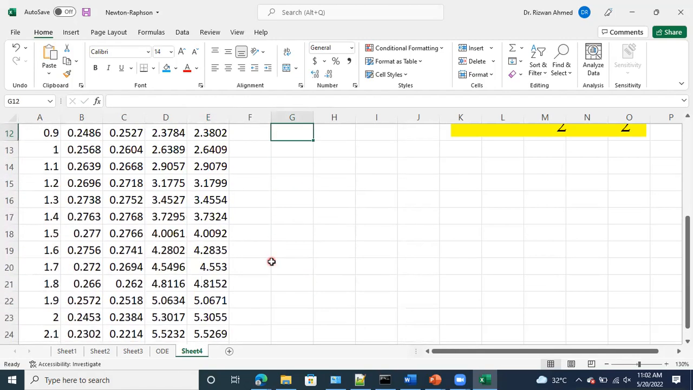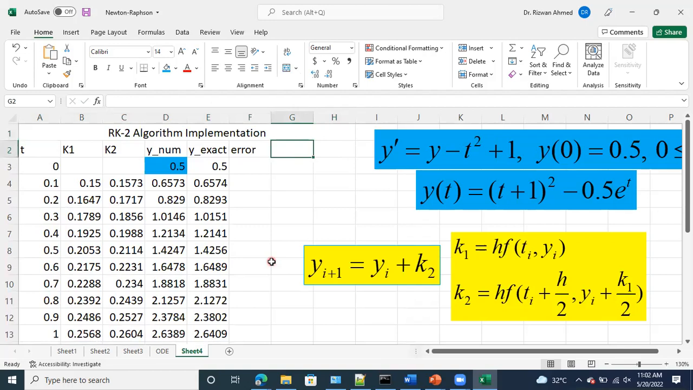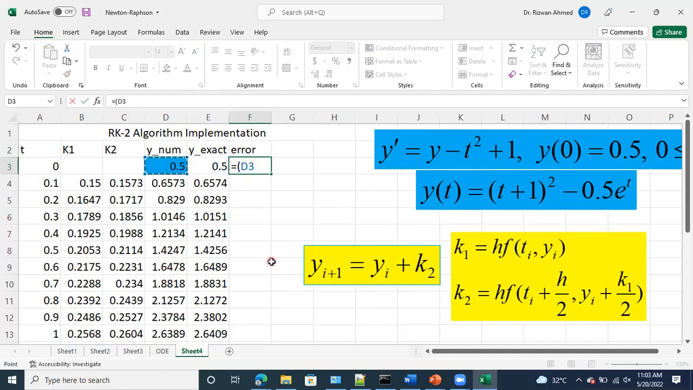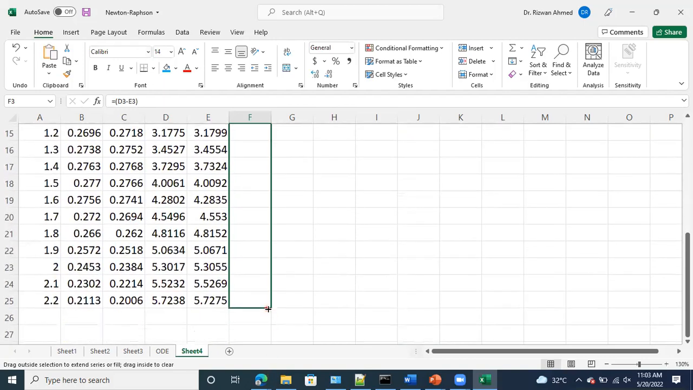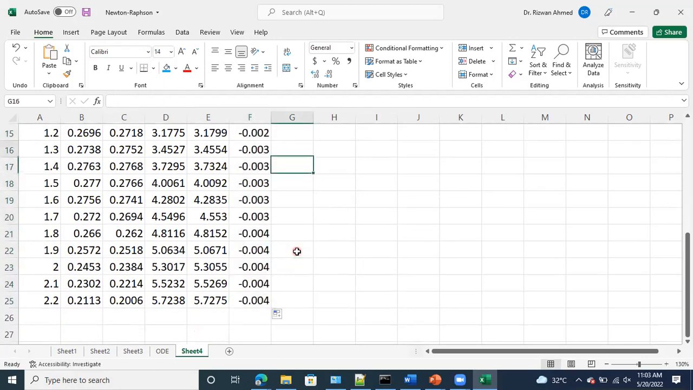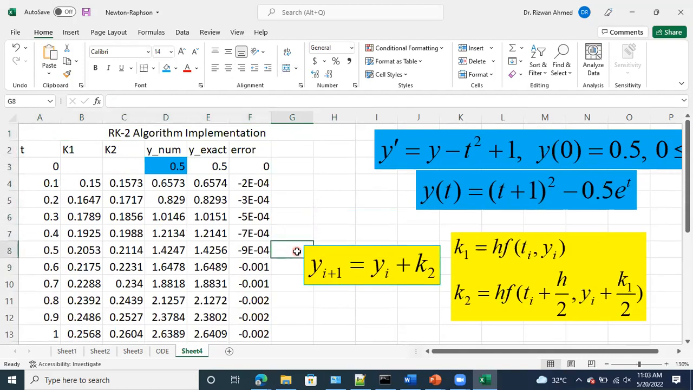So the RK-2 method has accuracy equivalent to Taylor's method of order 2. Now the error computation: the numerical value minus the reference value. In this problem, we have the reference value from the exact expression. So this is the error, one way of defining the error. So let's see. Okay, so the answers are accurate up to 3 decimal places.